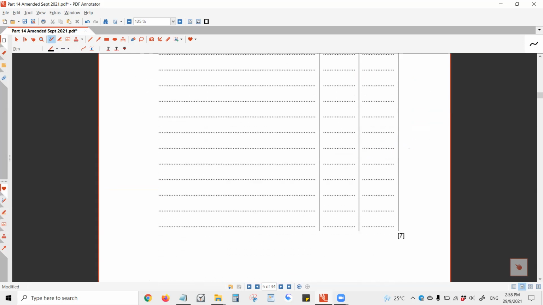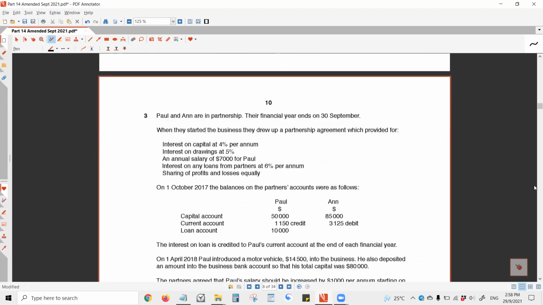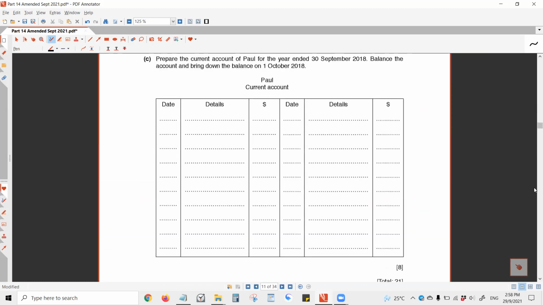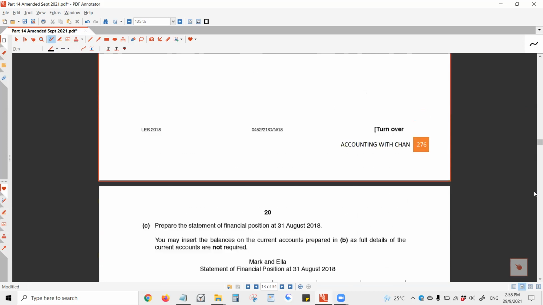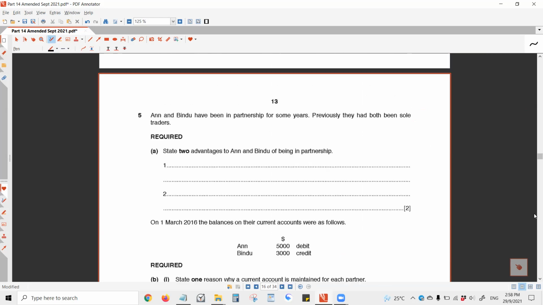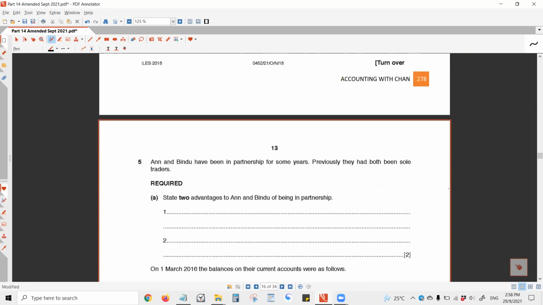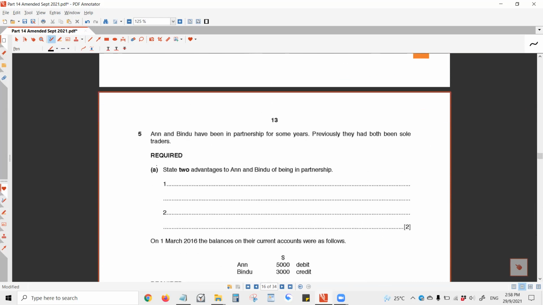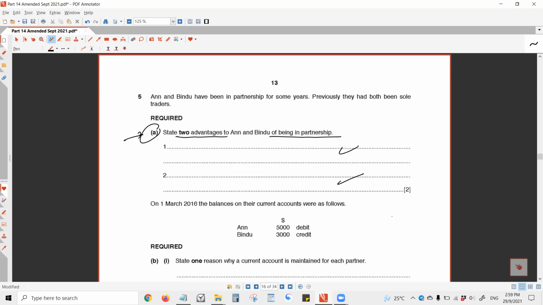Then I show you a few more. You see page number 279. From the note section there, you see a table about the pros and cons of having a partnership, right? So this is exactly what you will see in the exam: 2 advantages of being in a partnership. So you must know the pros and cons.